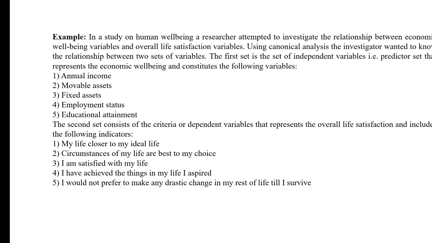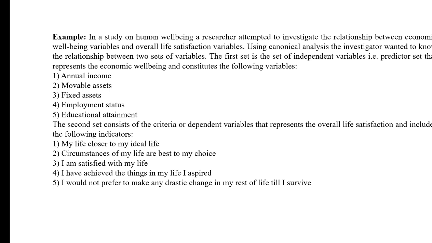In the next slide, we can see an example of the relationship between economic well-being variables and overall life satisfaction variables. Using canonical analysis, the investigator wants to know the relationship between two sets of variables. The first set is independent variables that represent economic well-being and constitute the following variables: annual income, movable asset, fixed asset, employment status, educational attainment.